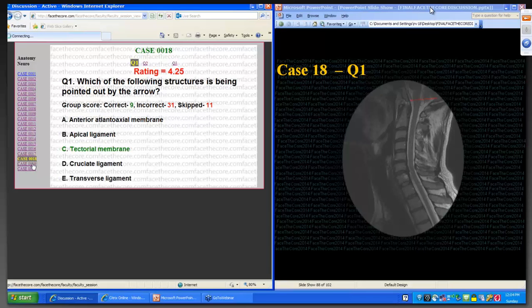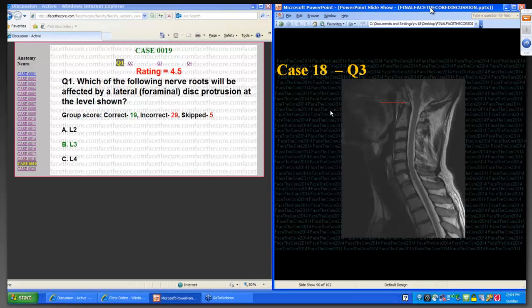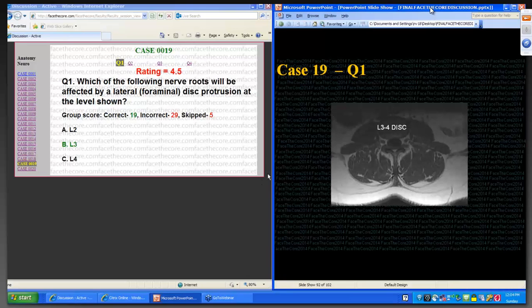Case 19, in which scenario would the L4 nerve root be involved? Well, if you had a paracentral disc protrusion, for instance, this is more foraminal, but if you had just a small disc protrusion here, you could affect the traversing right L4 nerve root.